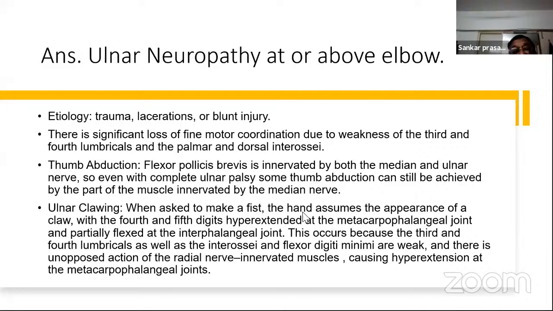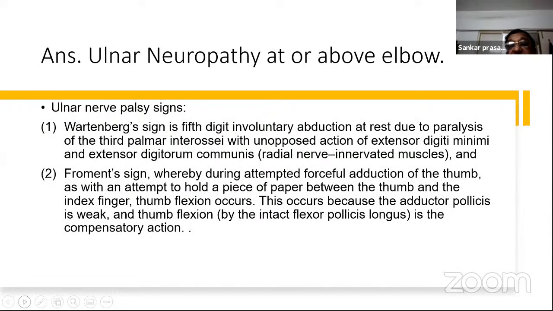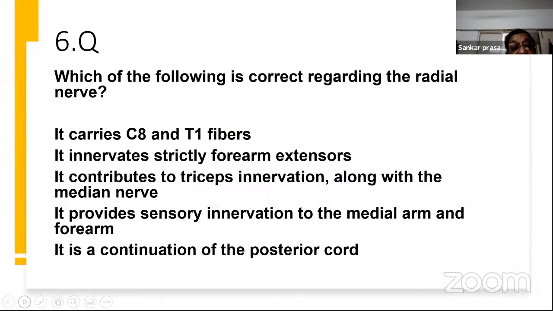So abductor pollicis brevis, and yeah, I think I made a mistake. You are correct. This is thumb flexion. But there is some abduction also preserved. That's what I read. But anyway, we'll check this back. Okay, right. Oh, that's nice.